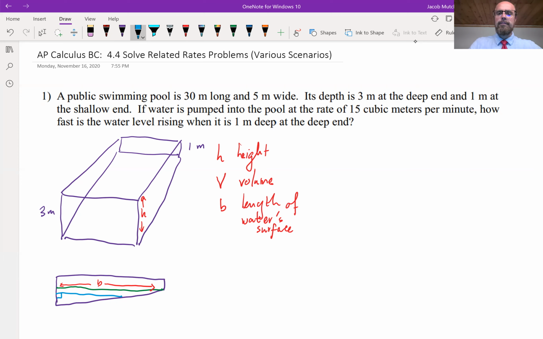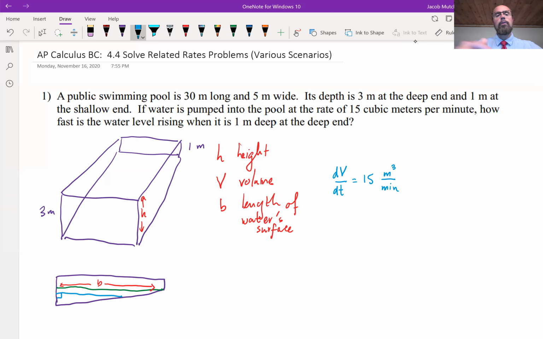Then we need to consider what sort of rates we're looking at in the question. So definitely we know something about the volume of water being pumped into the pool. It's 15 cubic meters per minute. So that's the change in volume at a certain time would equal 15 cubic meters per minute. That's constant.